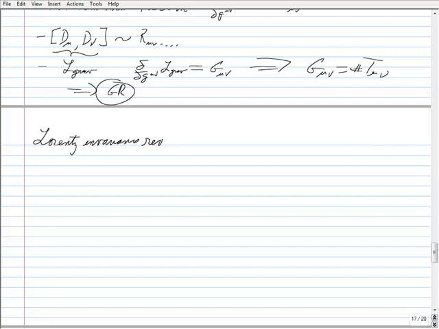Because basically what I'll end up doing is gauging Lorentz transformations. So let's get our notation down for this. Okay. So here's a standard coordinate change. We take x, the 4-vector, goes to x prime of the 4-vector, which is some matrix Lambda^mu_nu x^nu.